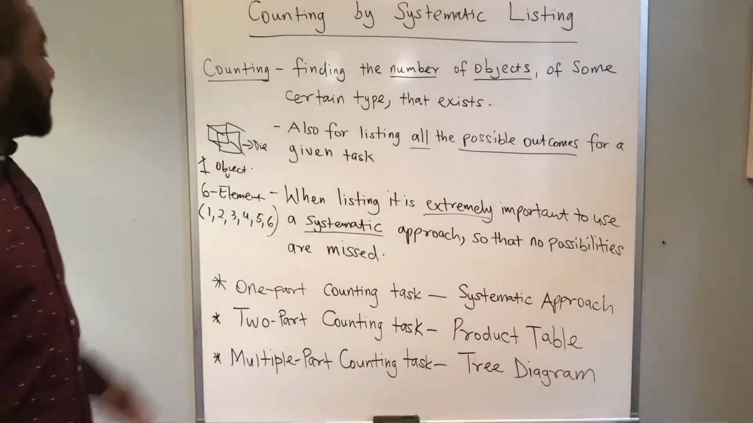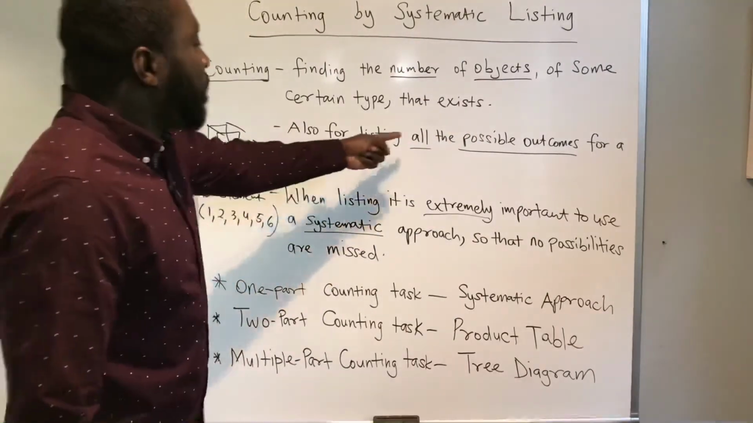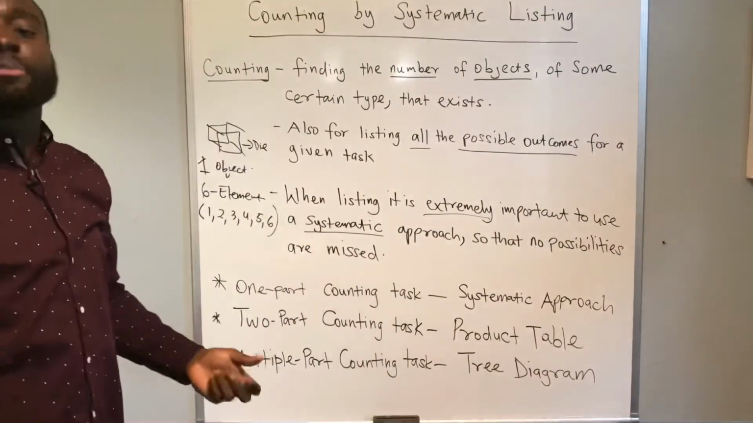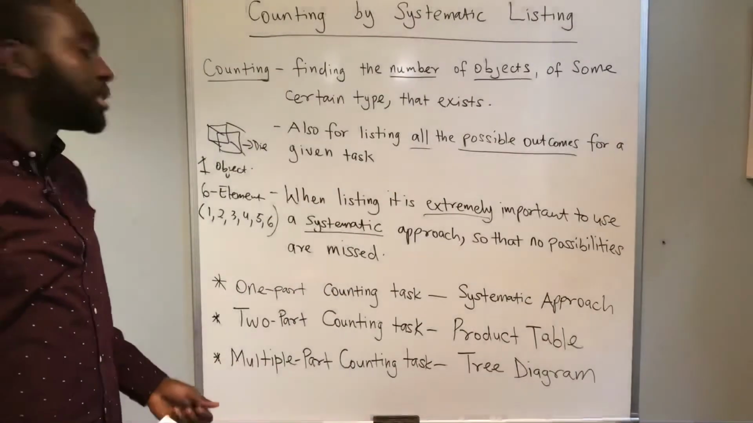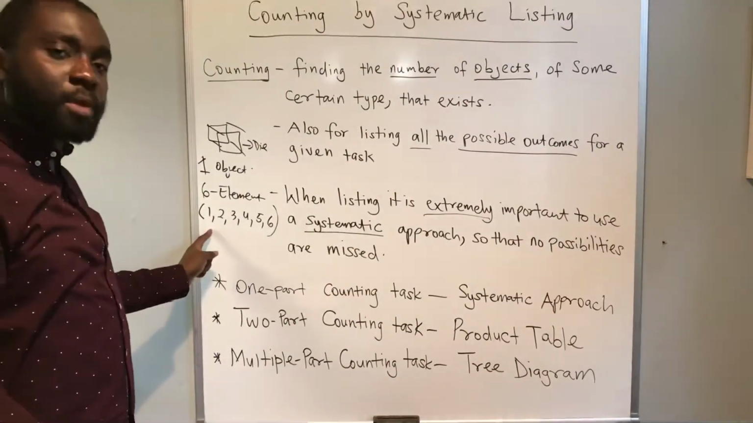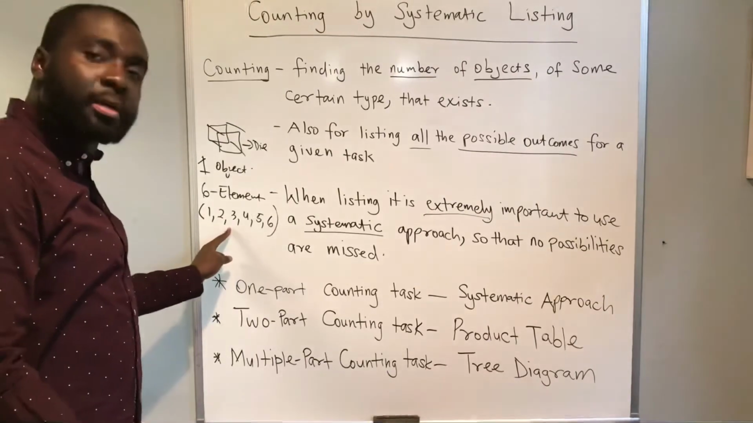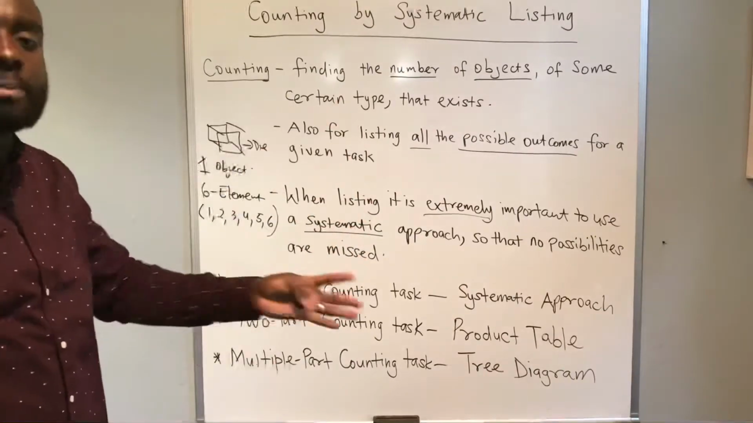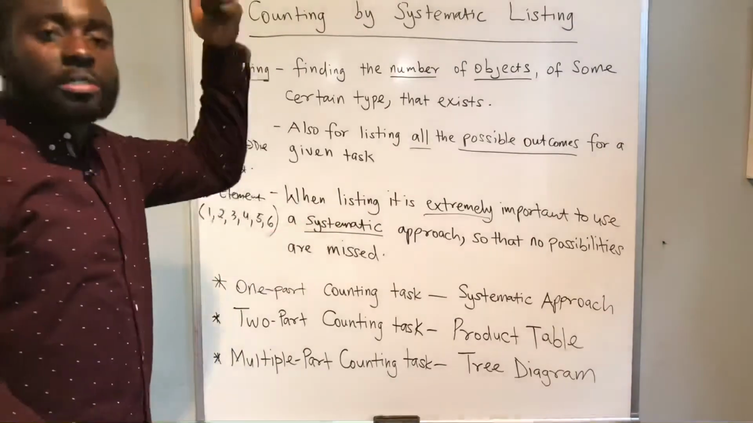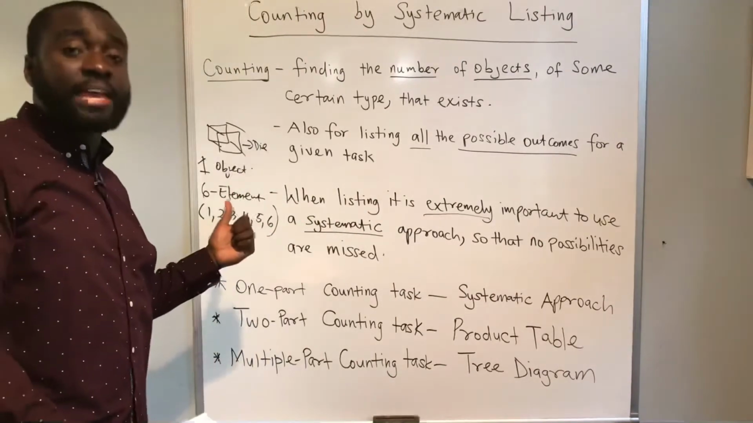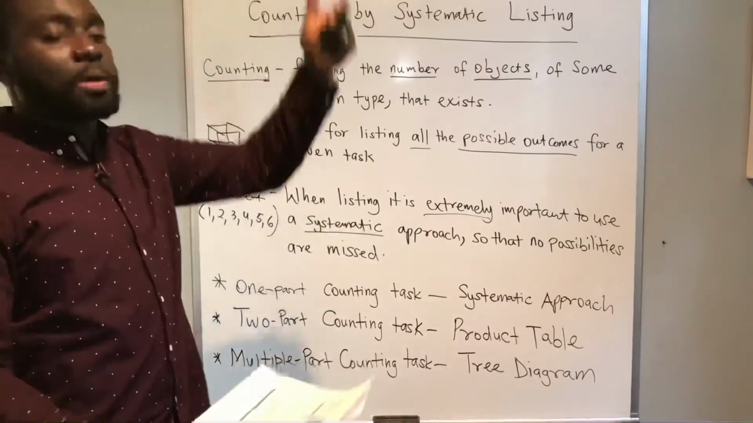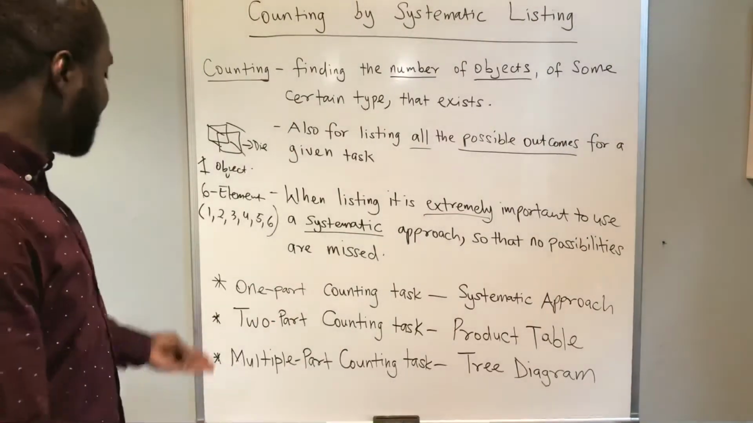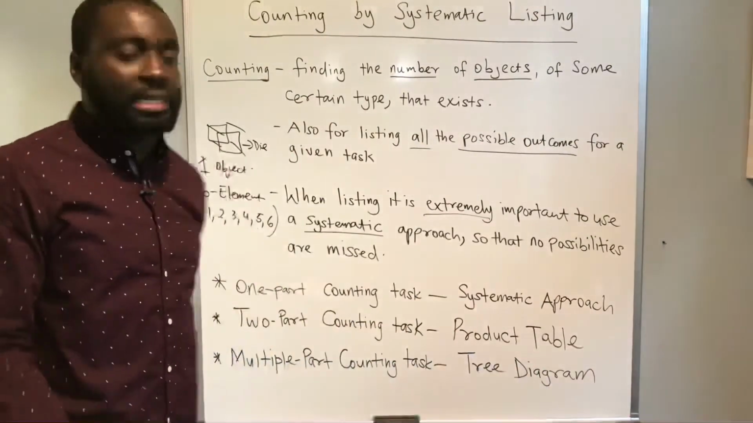So it's one object. List all the possible outcomes when you toss a die. You can either get a 1, or a 2, or a 3, or a 4, or a 5, or a 6. So there are 6 possible outcomes when you toss a die. The previous example I gave you is a quarter. When you toss a quarter, there are only 2 possible outcomes, a head and a tail. That's just an example of a one part counting task.